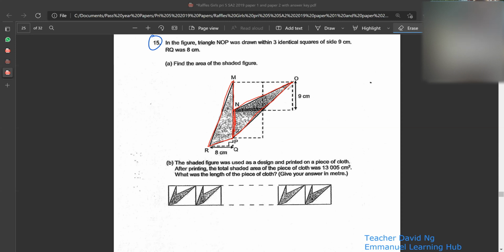Okay, so let's analyze this figure. So here is 9. Here, MN is 9. How do you know? It's kind of obvious, but I want you to explain. I mean it is obvious, but try to explain it out. That will deepen your understanding. Because they are parallel and they have the same space gap.